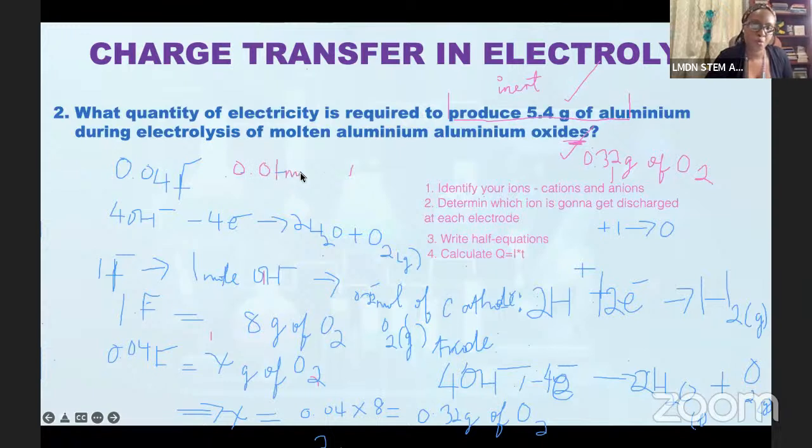0.01 moles of O2 is what we have essentially, right? We just converted this from mass to moles, right?